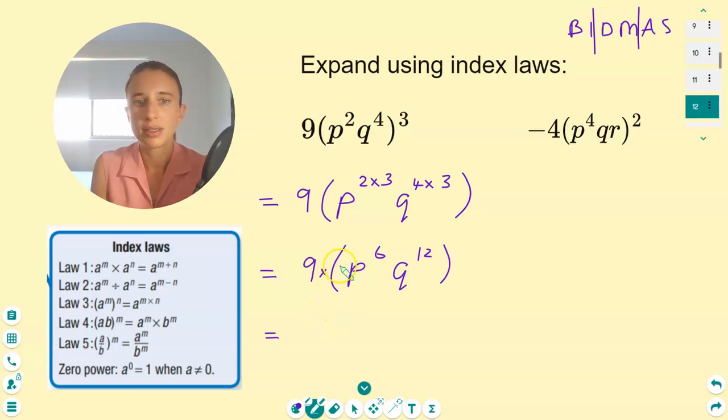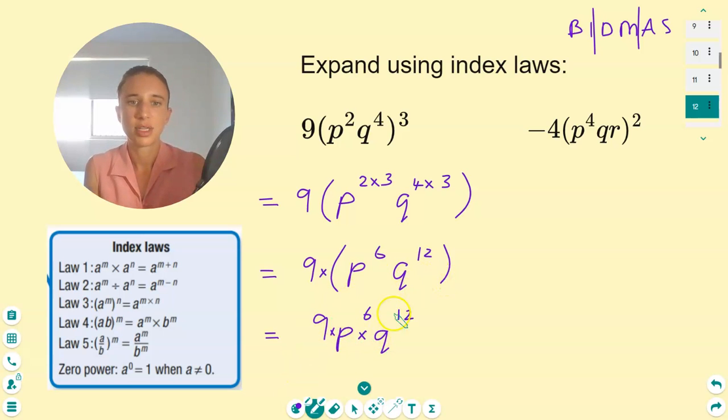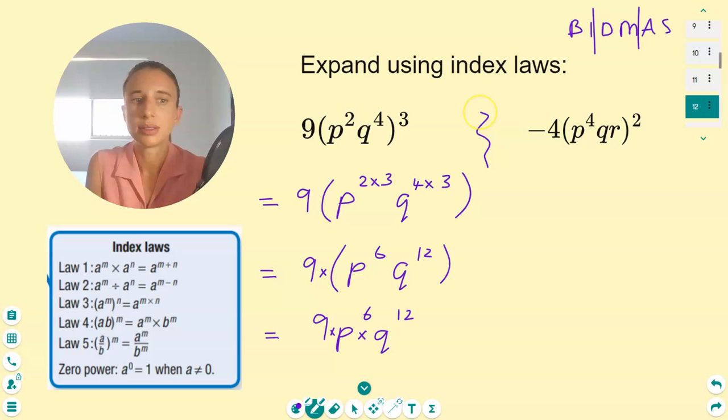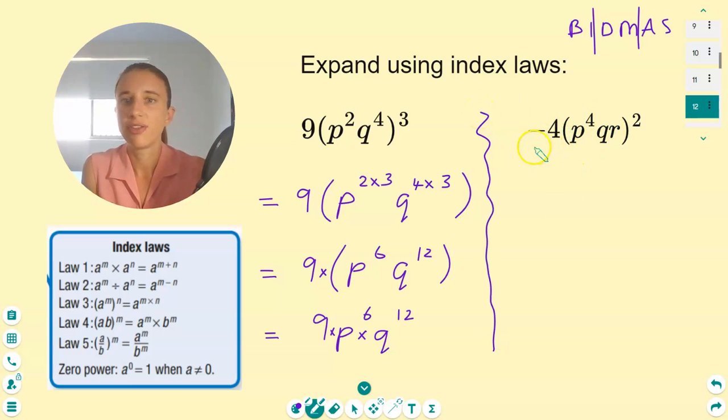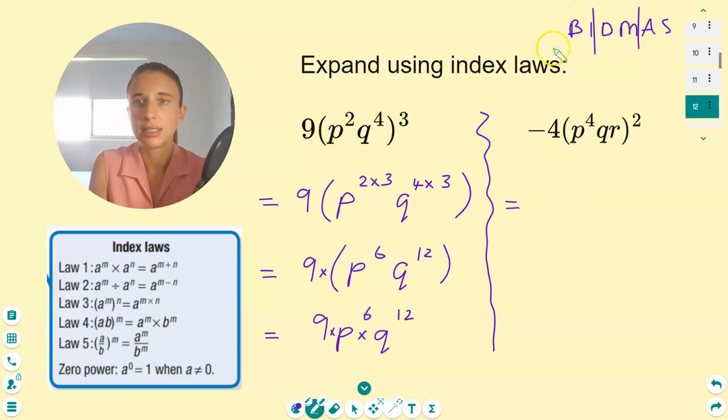This will be, so we just expand, right? Everything outside of the brackets, so all of these things are multiplied together. All right, next one. Again, there is a number out the front, but it's negative this time. So let's try it out.